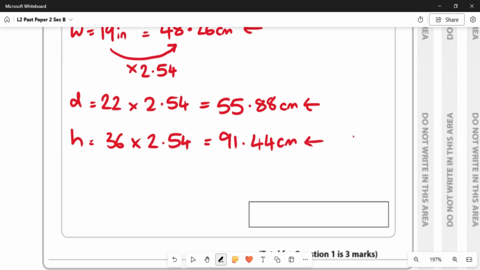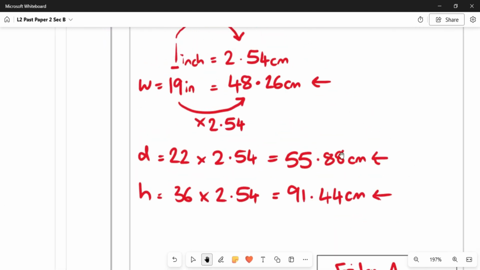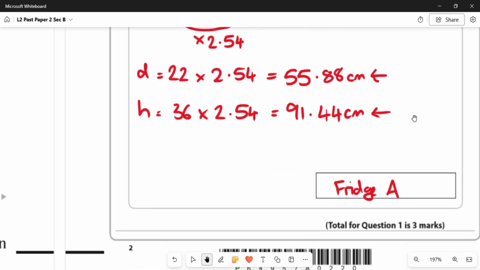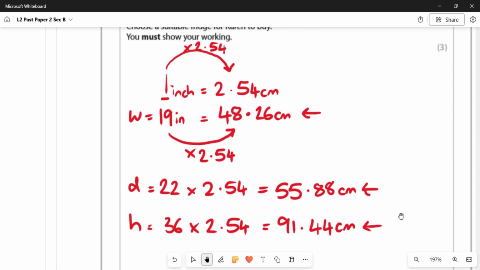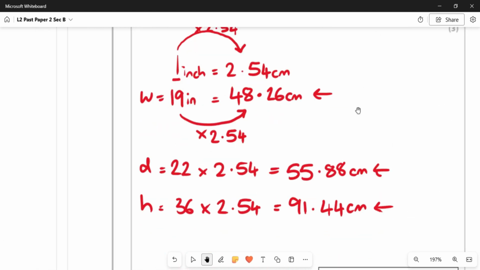And you just put fridge A. Obviously you'll get 2 marks for your working for showing these 3 values, and you'll get 1 mark for your answer. 3 marks in total. Let's move on to the next question.